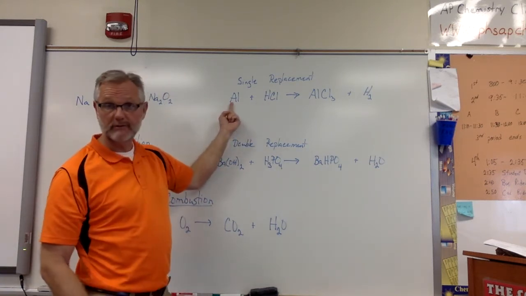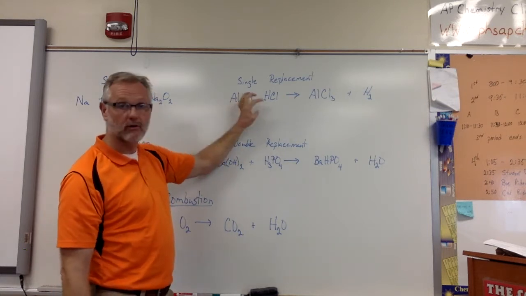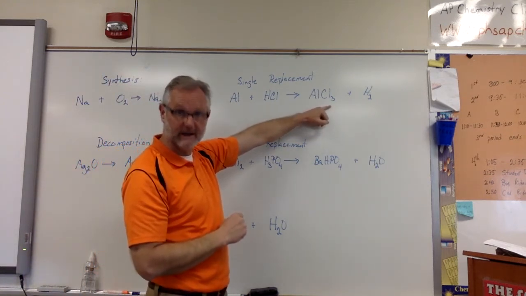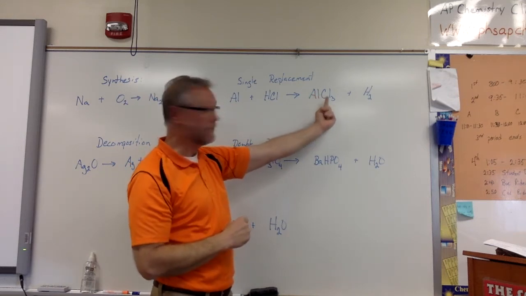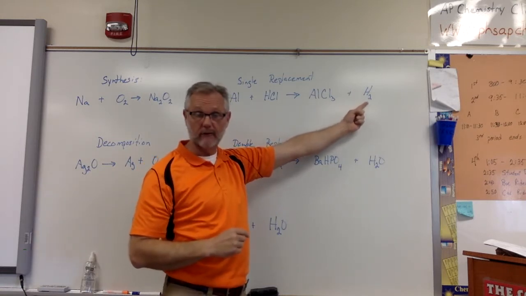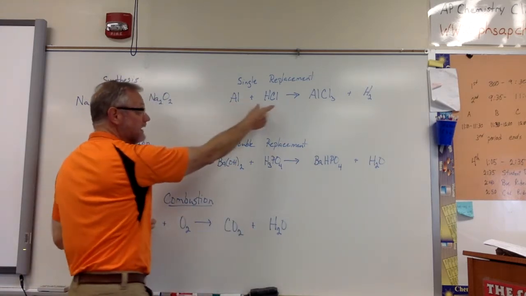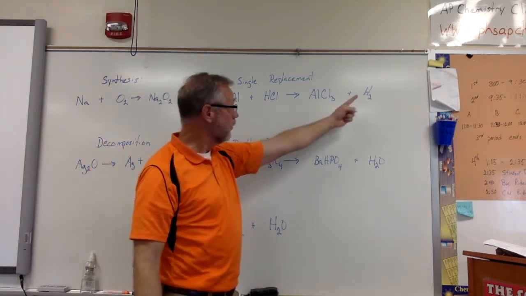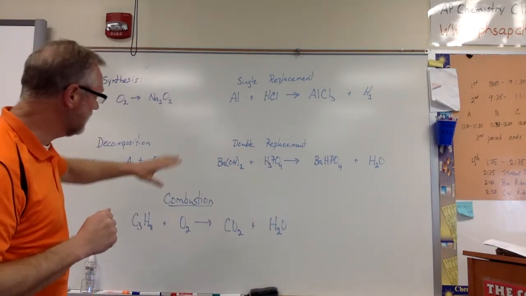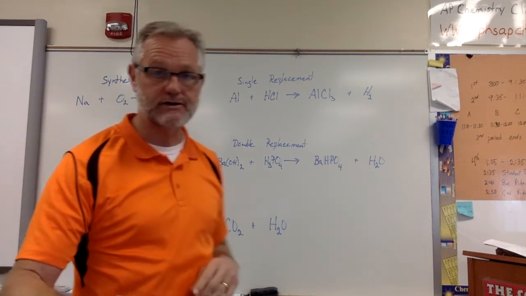Now, I know that aluminum is positive, and I know that hydrogen is positive. So the positives are going to trade places, and that leaves me aluminum chloride, which is an ionic compound, positive aluminum with a negative chlorine, and now I have the other free element, or my other single element being released. So it starts with 1 element and a compound and ends up with 1 element and a compound. That's a single replacement.